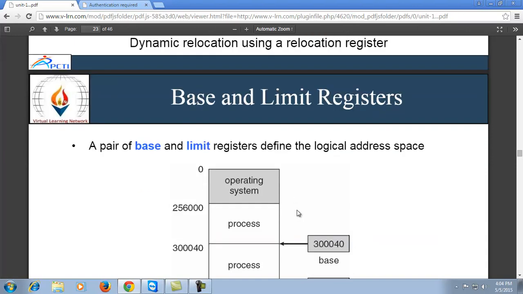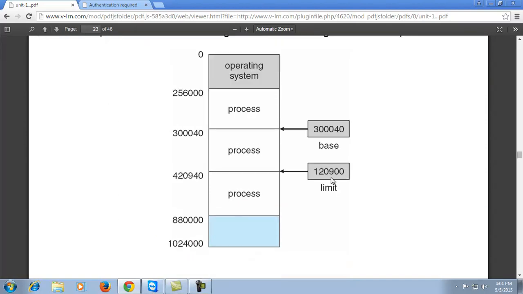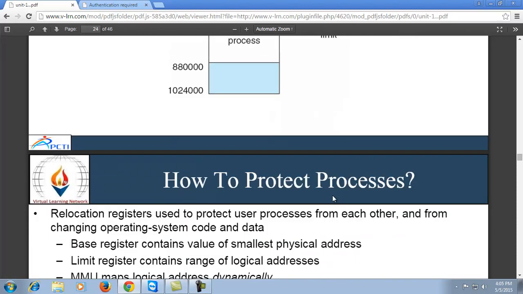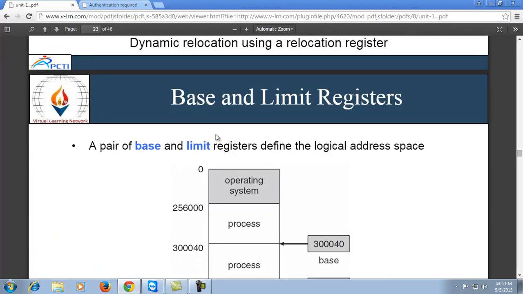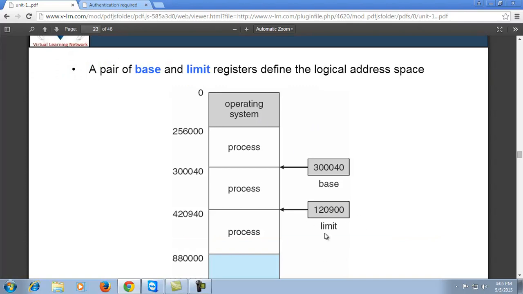A pair of base and limit registers defines the logical address space which is available and which can be allocated, that is added to the physical memory offset index number for allocation of the particular memory space. This is the diagram which represents the base and limit registers. Base and limit registers define the logical address space like this. The limit register has this value and the base is this value. This is the range which can be allocated to the processes.